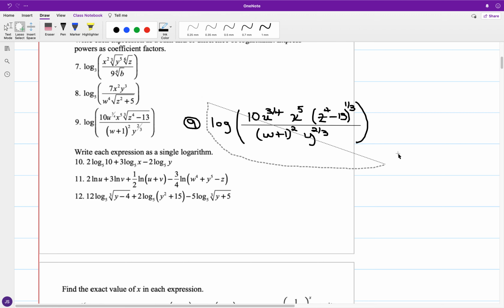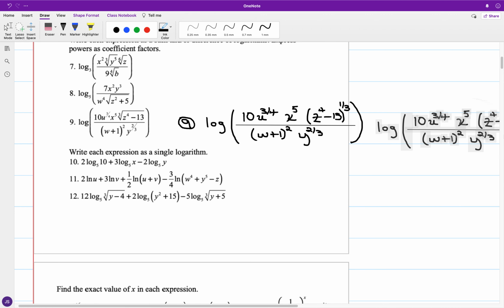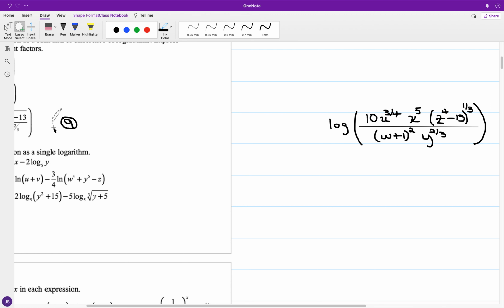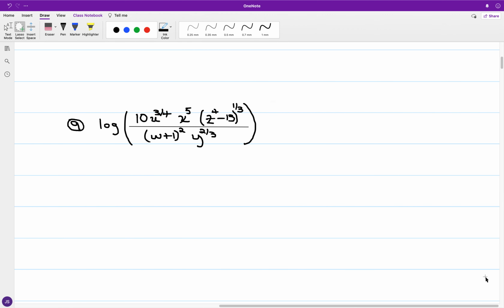Again, we have log, and that is going to be a base 10 logarithm. For the expanding, just moving the items over here, multiplication implies the operation of adding, whereas division implies the operation of subtracting. In the numerator we have 4 factors: 10, u to the 3/4, x to the 5th, as well as z to the 4th minus 13 quantity to the 1/3 power. And we have 2 factors in the denominator.